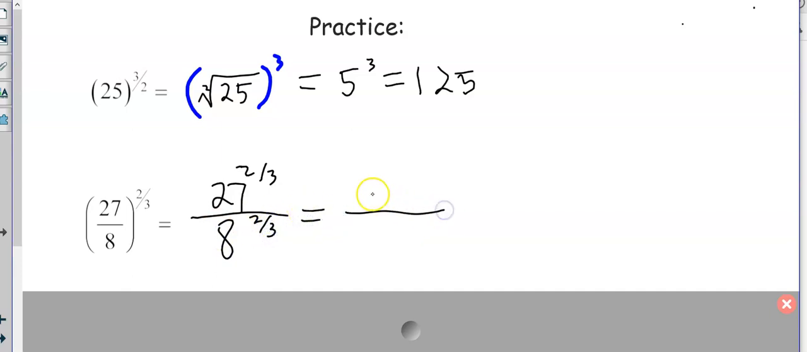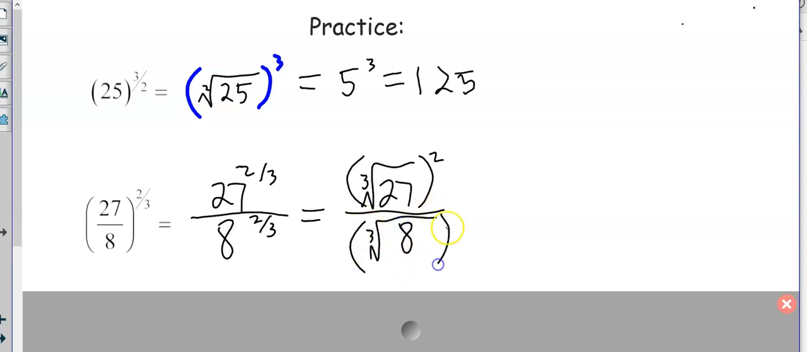Now let's change the form. So this would be the third root of 27, all to the power of 2. Let's put this in radical form. So again, the third root of 8, all to the power of 2. Simplify that, cube root of 27 is 3. So there's 3 squared, or 9 on the numerator.